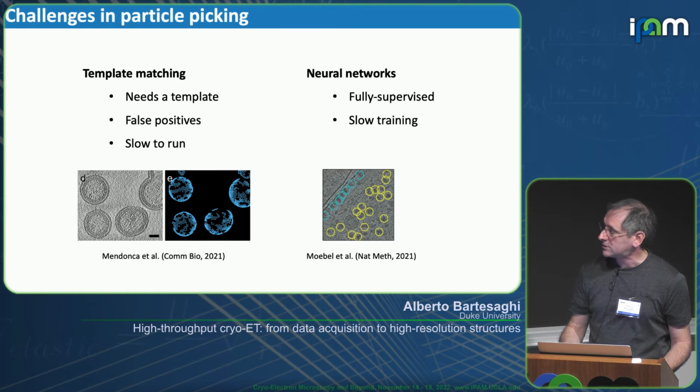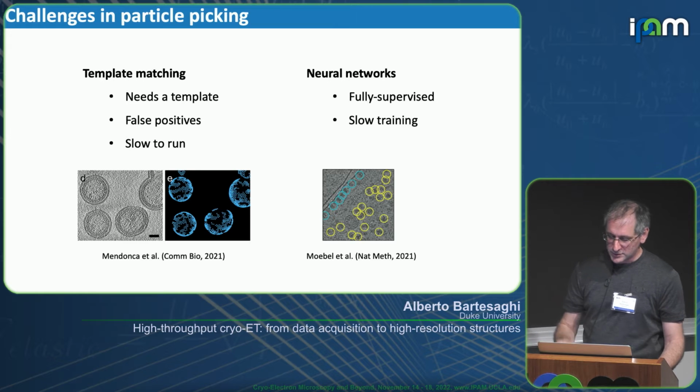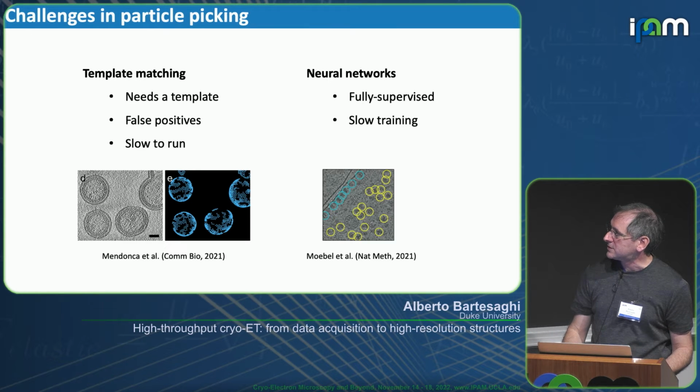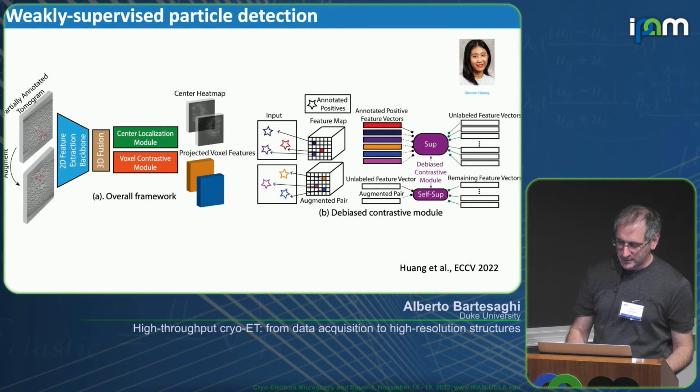And if possible, you want to avoid having to click on over 1,000 particles on several tomograms, because that will just slow you down. And then because you have a lot of data, these networks can be tricky to train, and it can also be time-consuming.